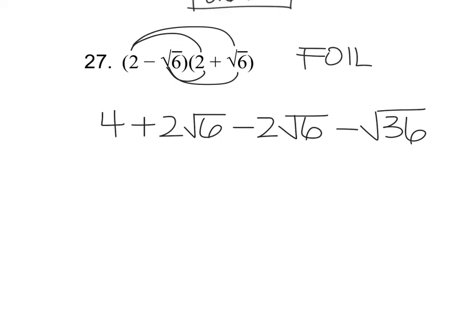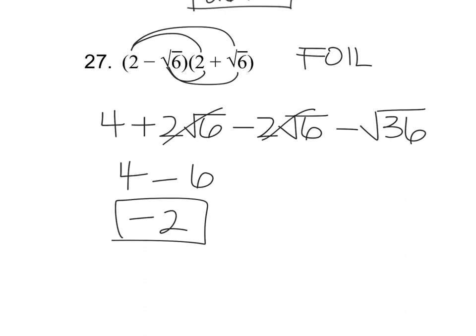My 2 square root 6 and my minus 2 square root 6 are going to cancel. So I'm going to be left with 4 minus, and then I can take the square root of 36, it's going to be 6. And 4 minus 6 is going to give me negative 2. So sometimes when you multiply radical expressions, you can end up with a number as your answer.